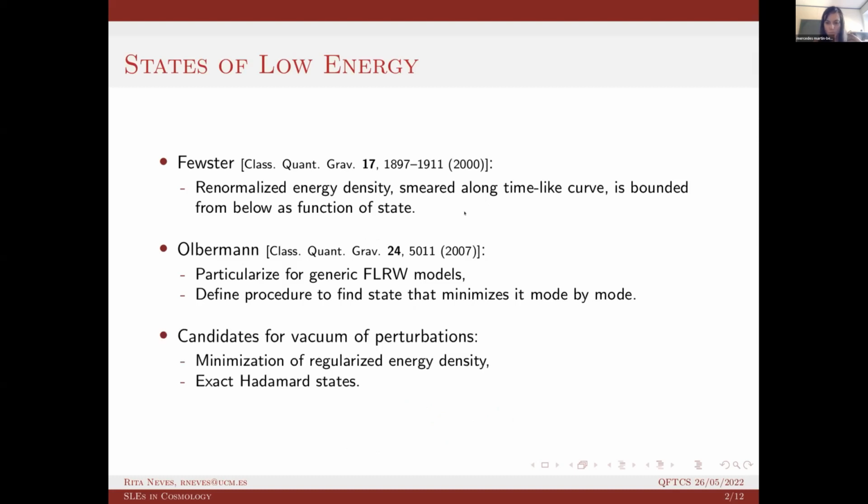And these states seem to be good candidates for the vacuum of cosmological perturbations because they minimize the regularized energy density, and also because, as Olbermann showed in his work, they are exact Hadamard states. This is a proof that other proposals usually don't enjoy: the explicit proof that they are Hadamard.